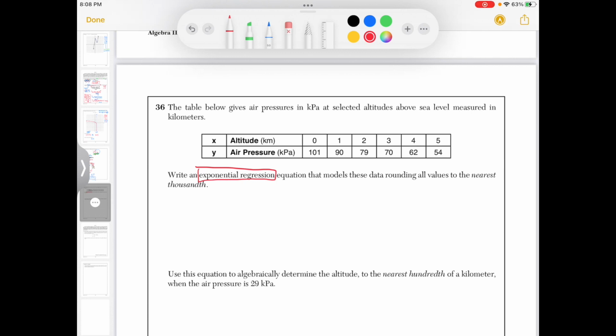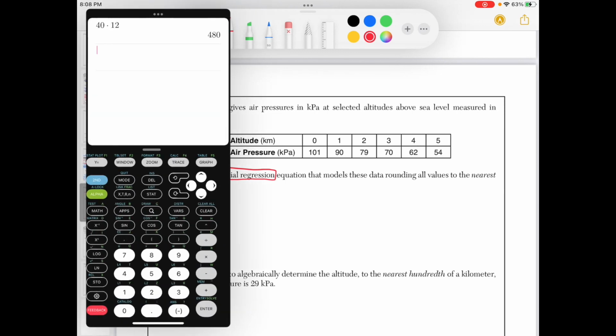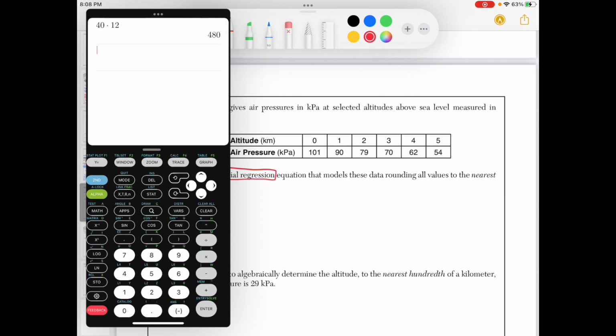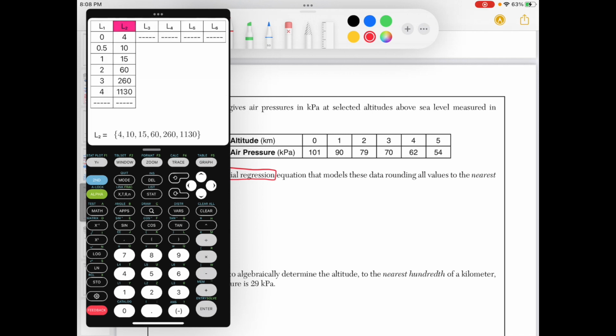Exponential regression is not so bad as long as you remember the steps for exponential regression. If we don't, this is going to be very difficult because you have to do it completely on your calculator. So to do regression, you have to press the stat button. So I'm going to press stat, and then you press edit. You then have to clear out your lists.